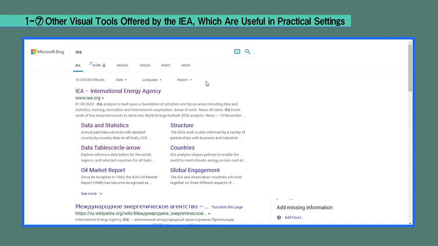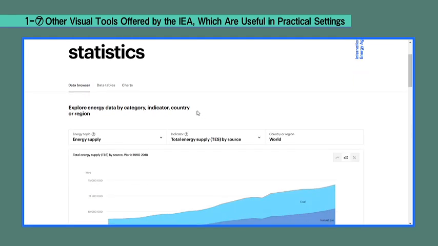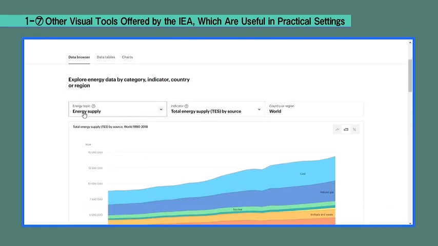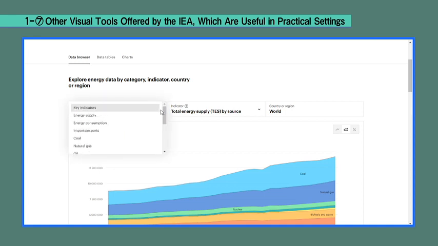The second useful tool is the IEA's various energy indicators. They also show trends over the years. As we did before, click Data and Statistics on the IEA website. Then this page comes up. The left side shows energy topics. Energy supply is shown by default. Click here and you can select various energy topics, including CO2 emissions. All of them are topics.